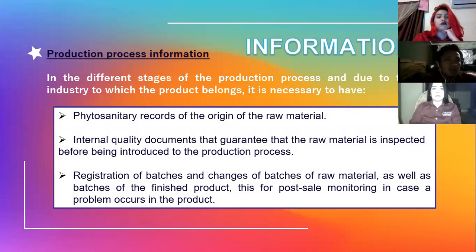Production process information. In the different stages of the production process, and due to the food industry to which the product belongs, it is necessary to have phytosanitary records of the origin of the raw material, internal quality documents certifying that the raw material is inspected before being introduced to the production process, and registration of the batches and change of batches of the raw material, as well as batches of the finished product. This is for post-sales monitoring in case a problem occurs in the product.